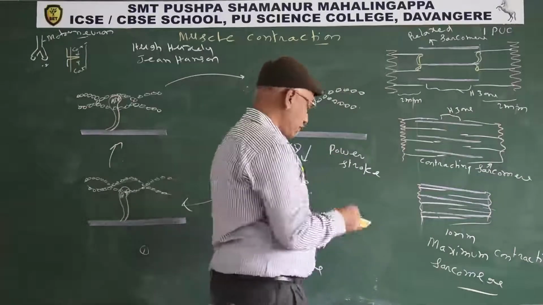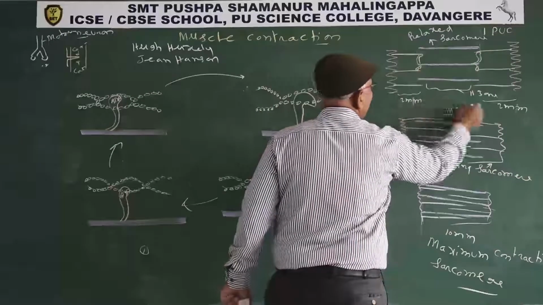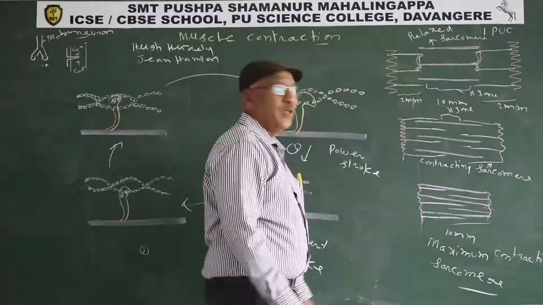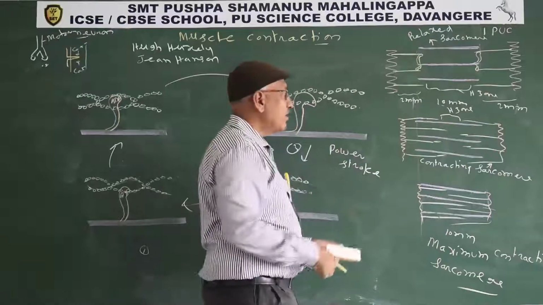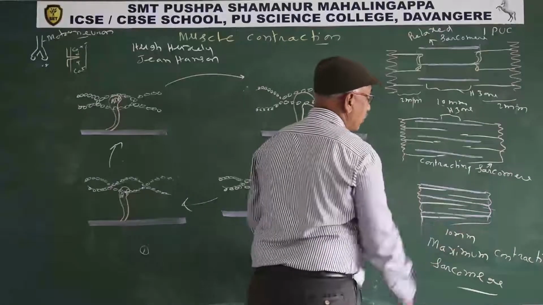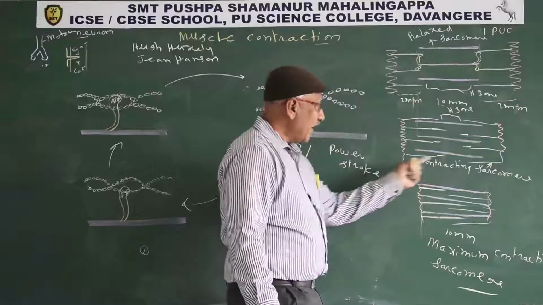For example, one half of the I band 2 millimeters, A band 10 millimeters, the other half of the I band 2 millimeters. Length of sarcomere is 14 millimeters in the relaxed state. In the maximum contracted state, the length of the sarcomere becomes 10 millimeters. So here change occurs in the I band only.